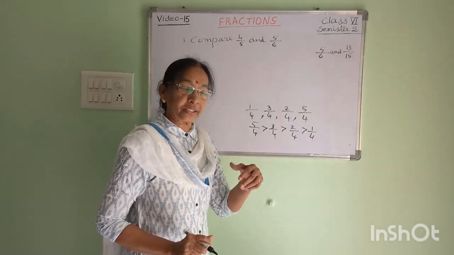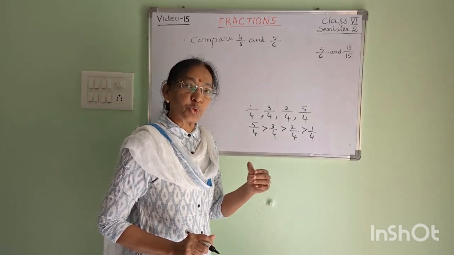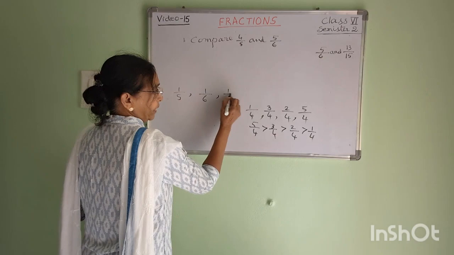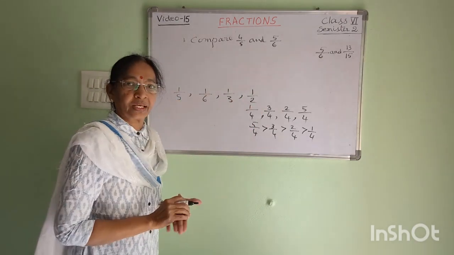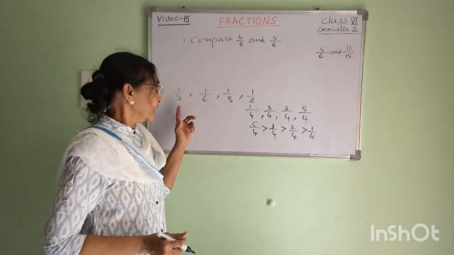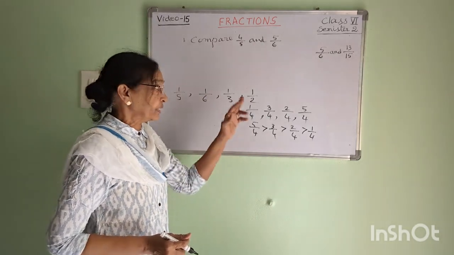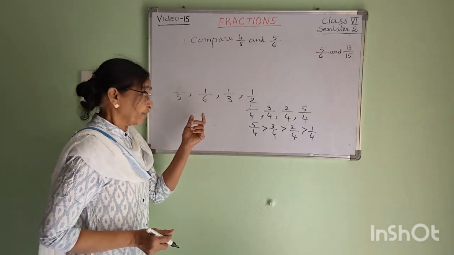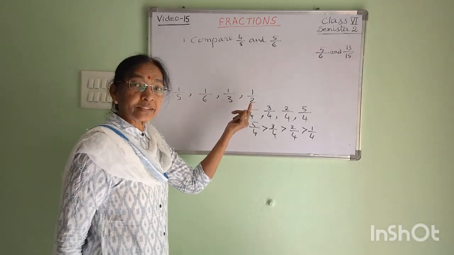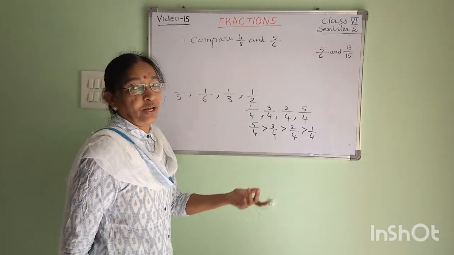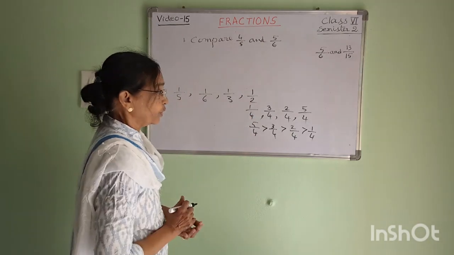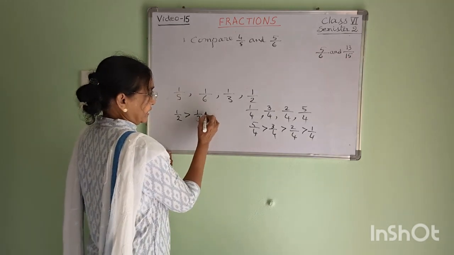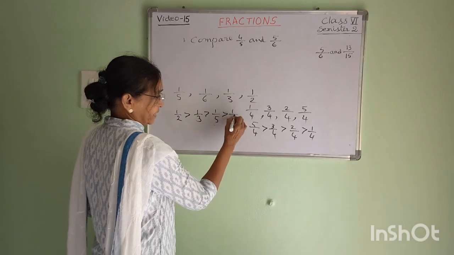Similarly, we can easily compare unlike fractions whose numerators are the same. For example, 1 by 5, 1 by 6, 1 by 3, 1 by 2, etc. These are unlike fractions because the denominators are not equal, but the numerators are the same. Therefore, we can compare them easily: the fraction whose denominator is the lowest has the highest value. So here 2 is the lowest value. Therefore, 1 by 2 is greatest. Next 1 by 3 is greater than 1 by 5 is greater than 1 by 6.